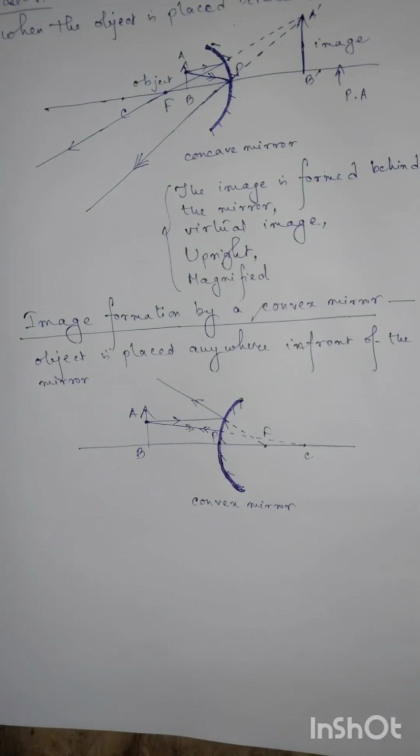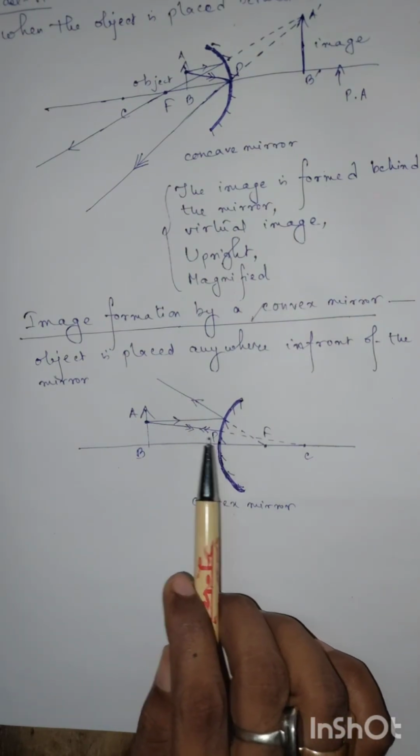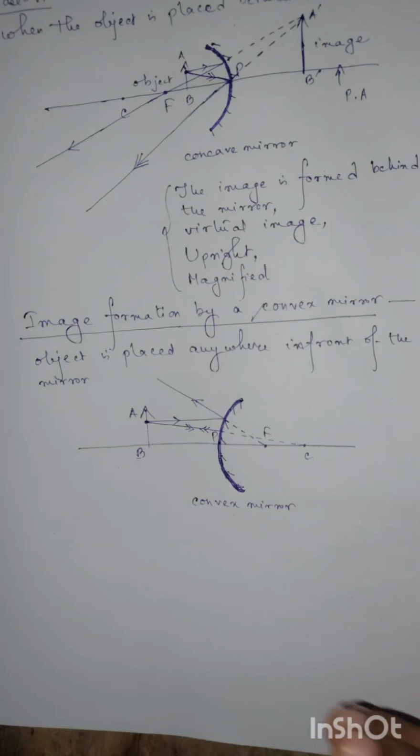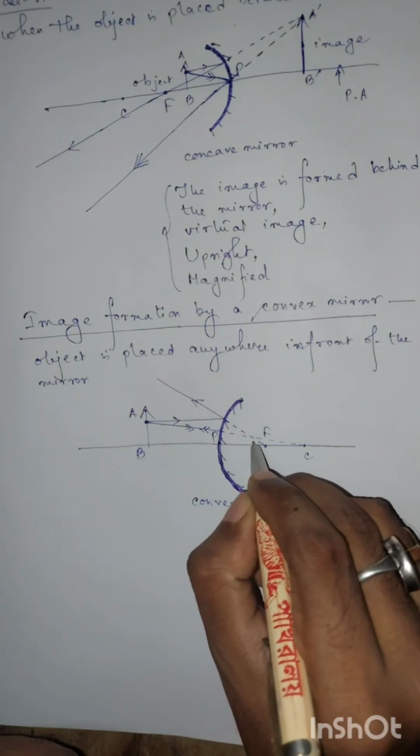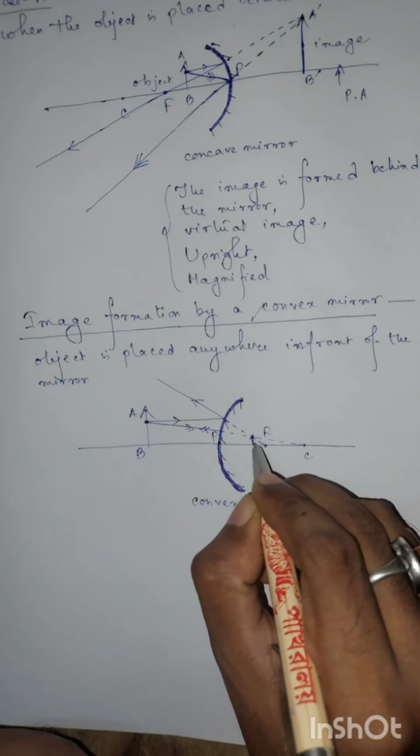So now we can see, this is our first reflected ray and this is our second reflected ray. When the reflected rays are produced backwards, they meet at a point. So here we are getting an image.